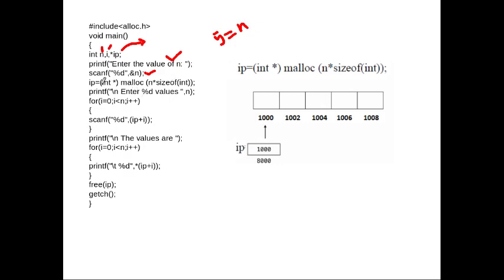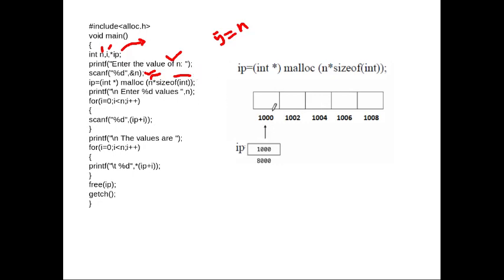Next, what we are doing is allocating memory. How much memory are we allocating? 5 into sizeof(int). So it becomes 10 bytes of memory. So 5 memory locations will be allocated, and each memory location is of size 2 bytes.